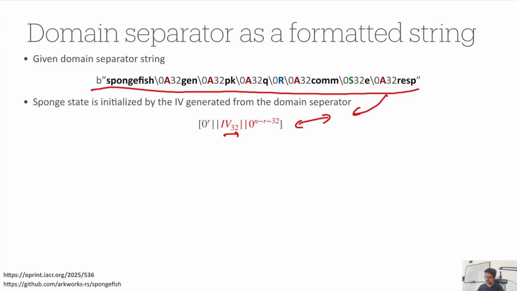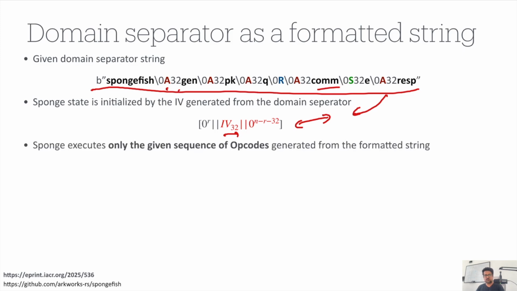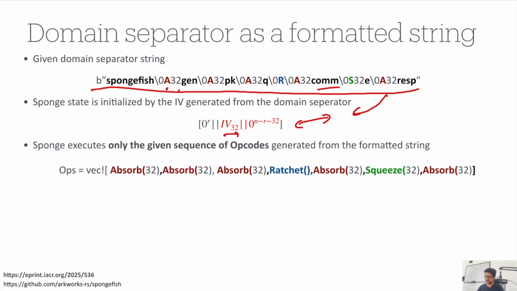Okay, with the corresponding messages as well. So you encoded not only the sequence of operations, the size of operation, and the metadata as well. So now the functionality of Spongefish is that given this domain separator string, there's a parsing method that simply parses it and determines the opcodes that the sponge will execute.